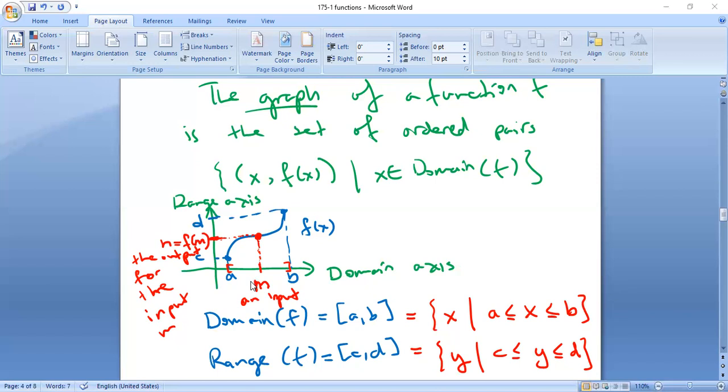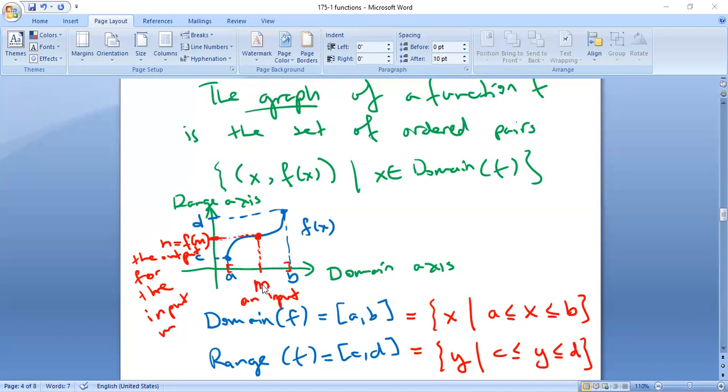So for any other point in between A and B, let's say M, it's an input, it is mapped to N. So how do we do this? We take this input, we go vertically until we hit the graph of the function. And then when we hit the function, we go horizontally towards the range axis to find out where this input goes to, giving us the output that it corresponds to.